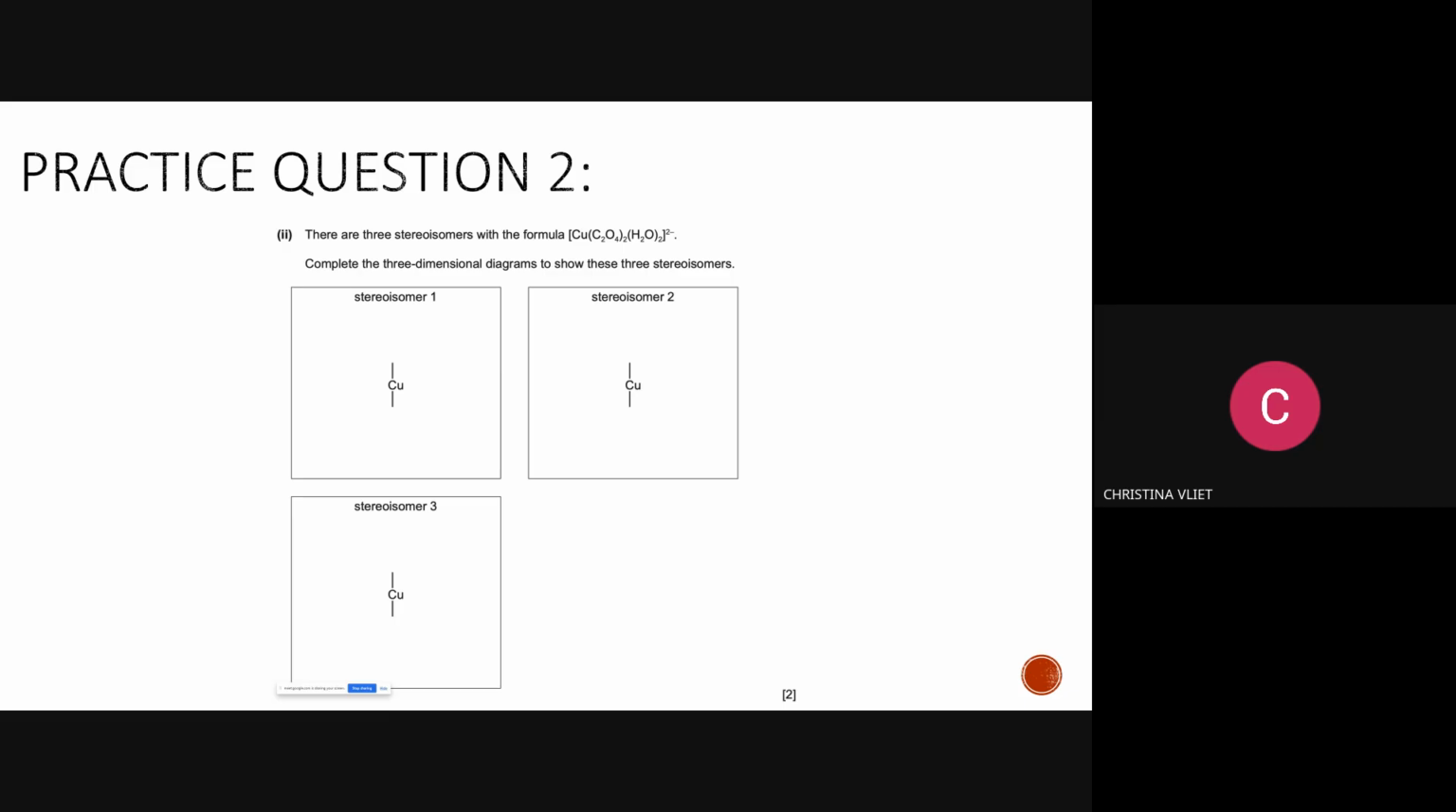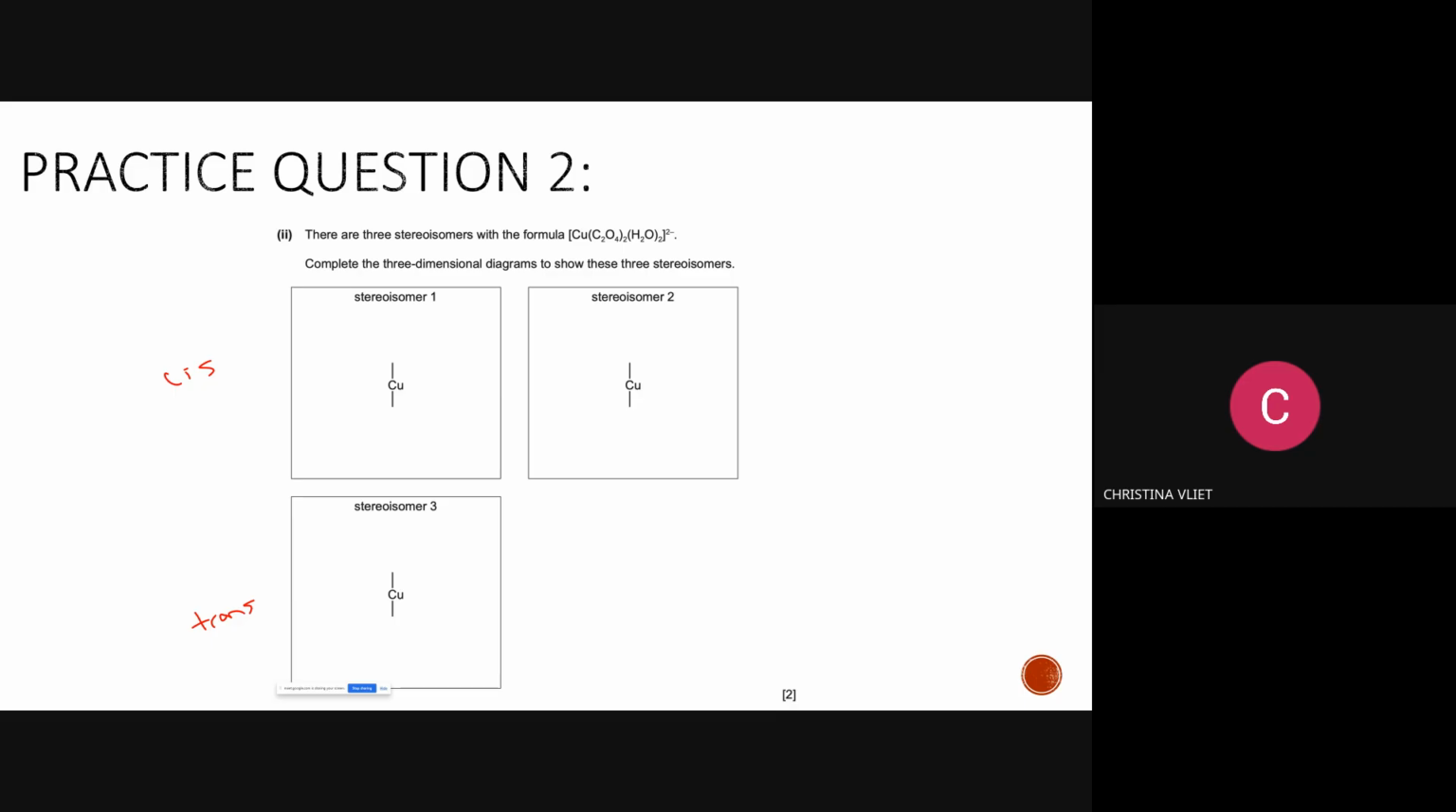It says there are 3 stereoisomers very similar to the last one that we drew. It says complete 3-dimensional diagrams to show these 3 isomers. When I was going over the questions last night, I thought to myself, these 2, because they're written left and right to each other, I think they're trying to get you to think that those should be optical isomers to each other so that you could write the mirror image. So these 2 should be your cis, and the one down here should be your trans. Because remember, the cis isomers are going to have the mirror image, the trans does not.